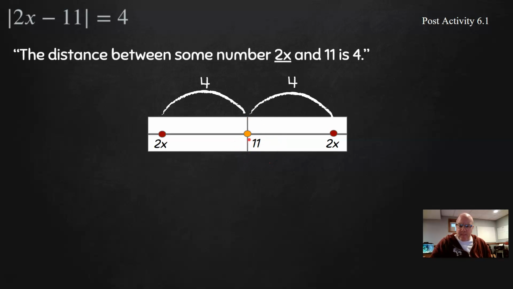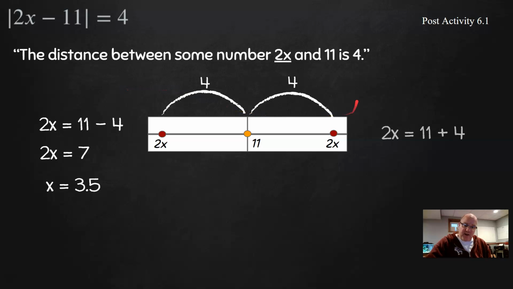Here's 11. Here's my other number, 2x, which is the unknown. I don't know what that number is, but I know that the distance from 11 to 2x is going to be 4 in the right direction, and from 11 to 2x it's going to be 4 in the left direction. So let's go ahead and take that leftward direction. If I start at 11 and subtract 4 units, that puts me at 2x. So I can say 2x is equal to 11 minus 4. Well, this is very easy to solve. 2x equals 7, x equals 3.5.